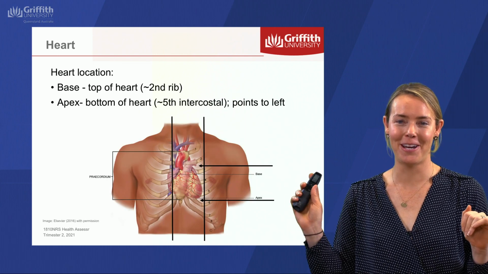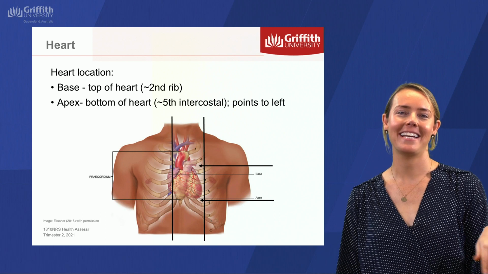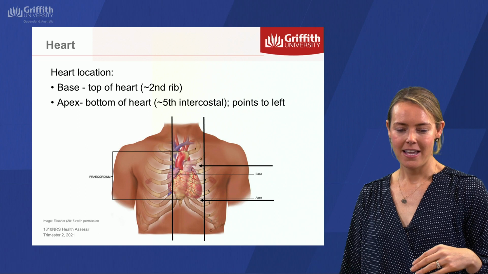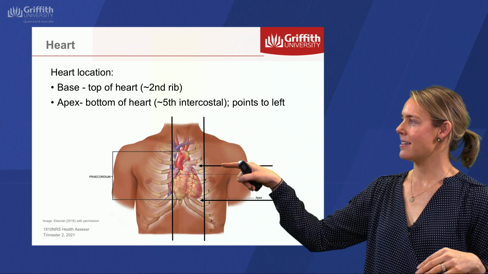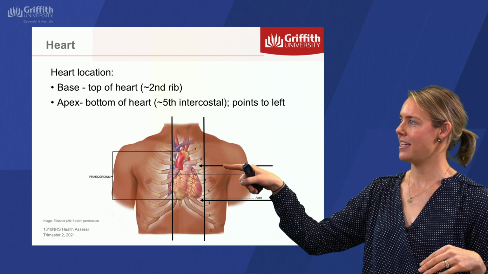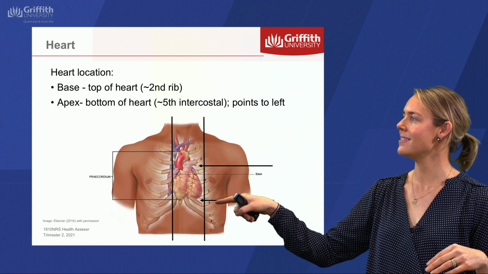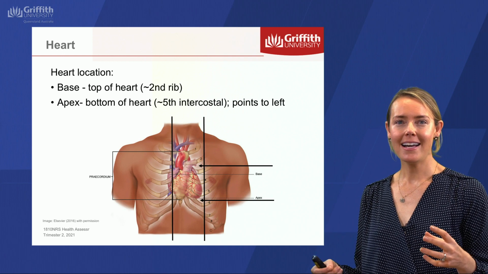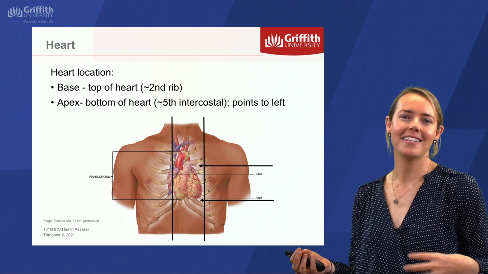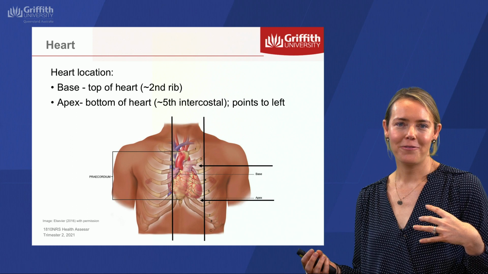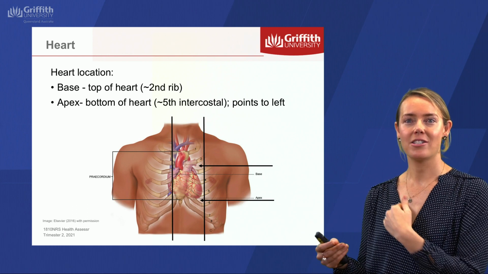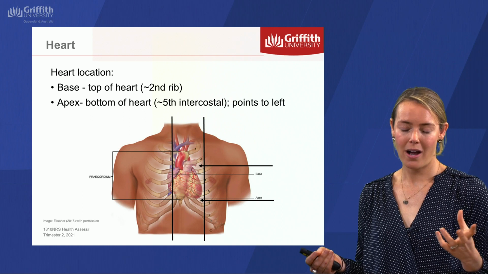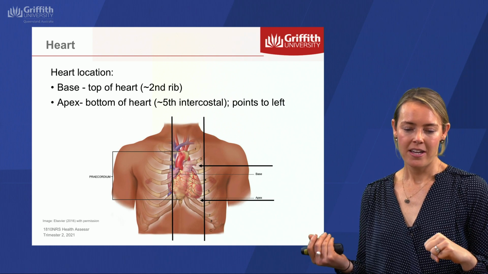Our heart will extend from our second intercostal space to our fifth intercostal space. And you can see that from those arrows there. So that's where our second intercostal space is, and this is where our fifth intercostal space is. And most people always think that the heart just sits on the left side of your chest, but it actually extends across into your right sternal border, okay? So the heart is quite a big muscle there.